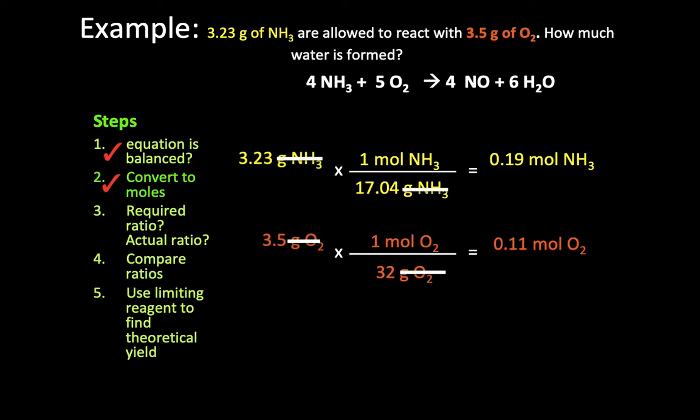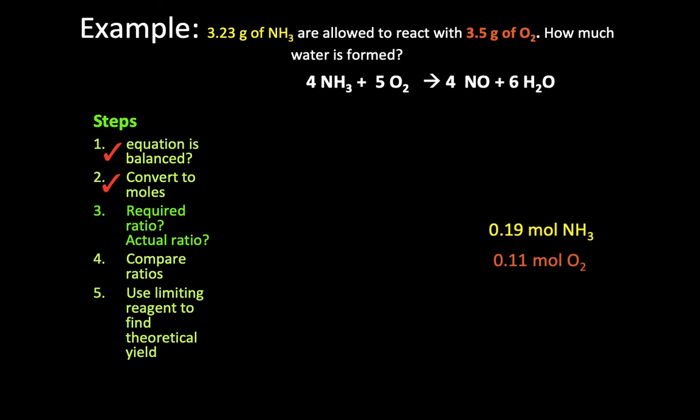We'll move to step 3, where we look at ratios. One of the ratios is going to be what we've just found here in the problem. The two numbers that we have found, 0.19 and 0.11, will be made into a ratio. This ratio is called the actual ratio because it is the things that we actually used in our experiment, in our chemical equation. So in this case, we have 0.19 moles of ammonia to every 0.11 moles of O2. When we divide those numbers out, we get a number equal to 1.73.